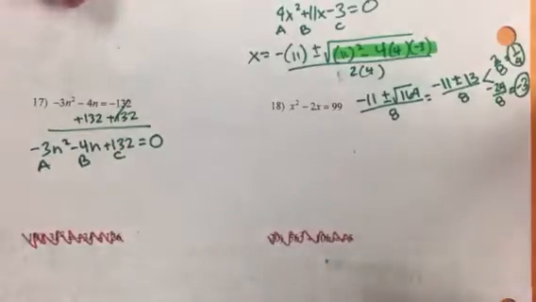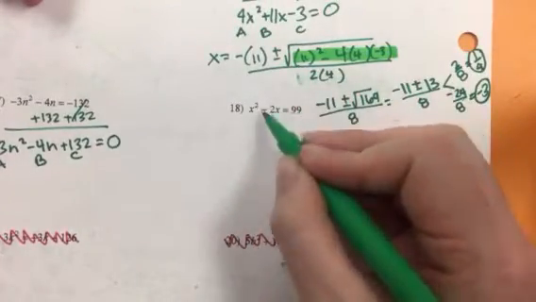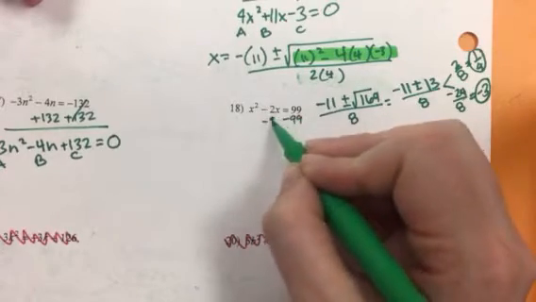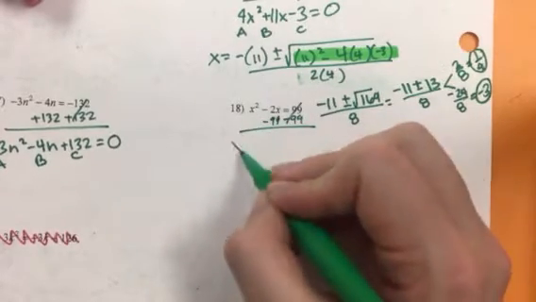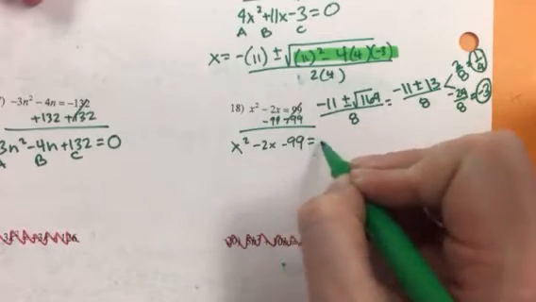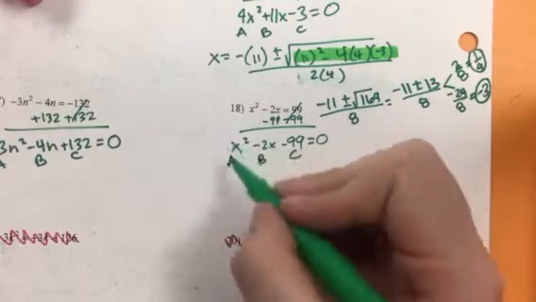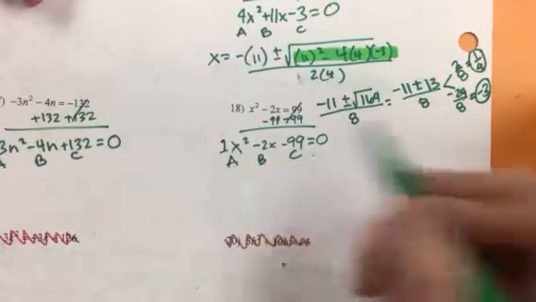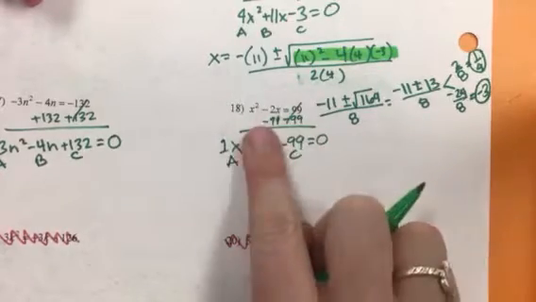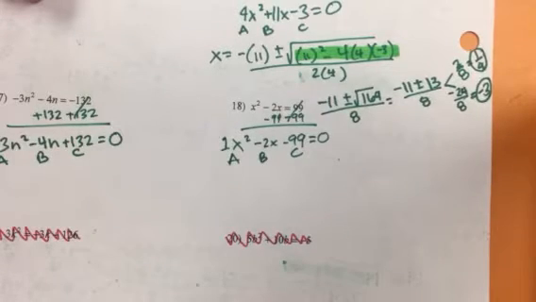Okay, and then 18, the 99 needs to be over with the two terms, so I'm going to subtract it. So we get x squared minus 2x minus 99 equals 0. There's your A, B, C. When there's not a number in front, it's really a 1. If the term was missing, then B would be a 0. And that is how you use the quadratic formula to solve a quadratic function.